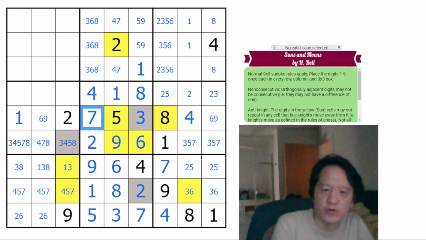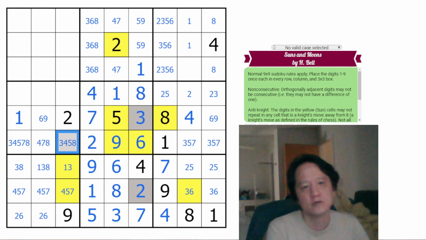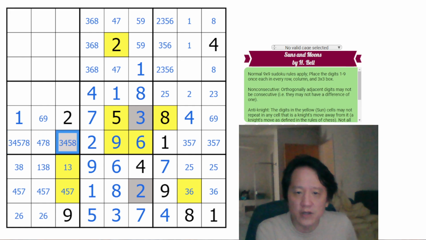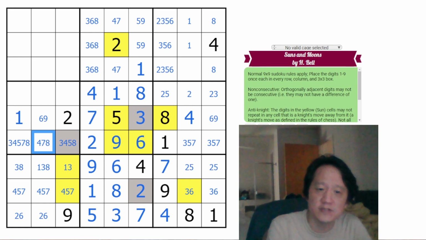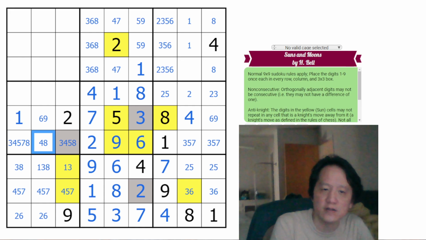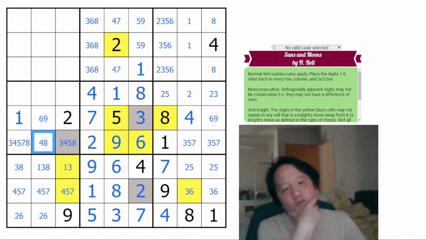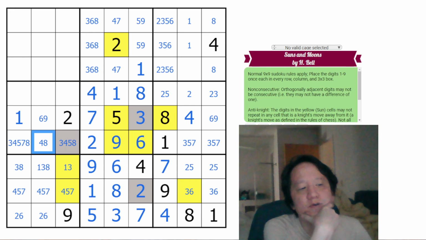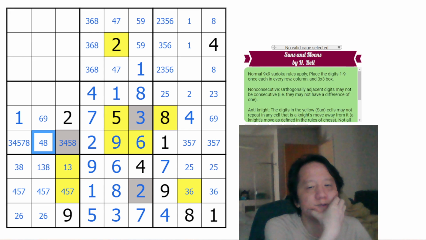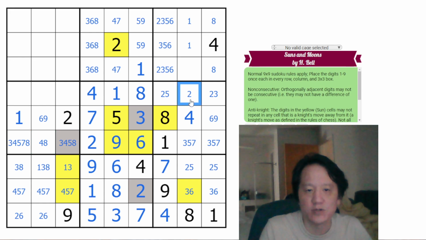This can't be 7 because of knight's move constraint. We know that 8 is here. So if this is 7, this would have to be next to both 8. So that can't be 7. So this is 4 or 8. One of these would have to be 6 or 9. This can't be 6 because of knight's move.